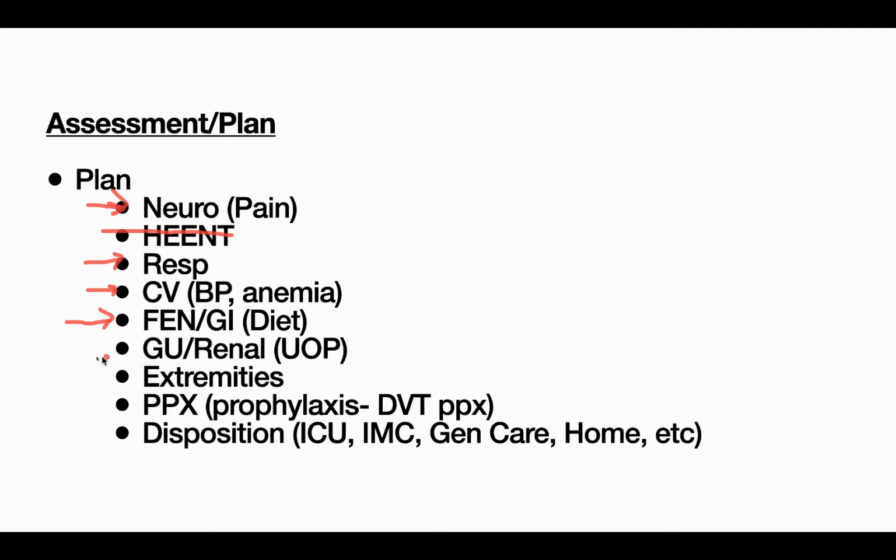GU and renal, you're mainly talking about urine output. Extremities is rarely needed. Prophylaxis is a big one. All surgery patients have an inflammatory event, which usually makes them hypercoagulable, so everybody gets DVT prophylaxis. I notice a lot of smart phrases will have GI prophylaxis kind of auto-populated in there. That's really not a thing except for very sick, certain ICU patients. So really the only prophylaxis you should be thinking of for your typical surgery patient is DVT prophylaxis.